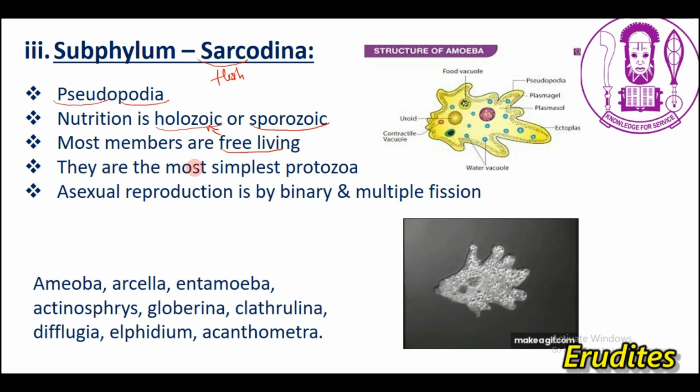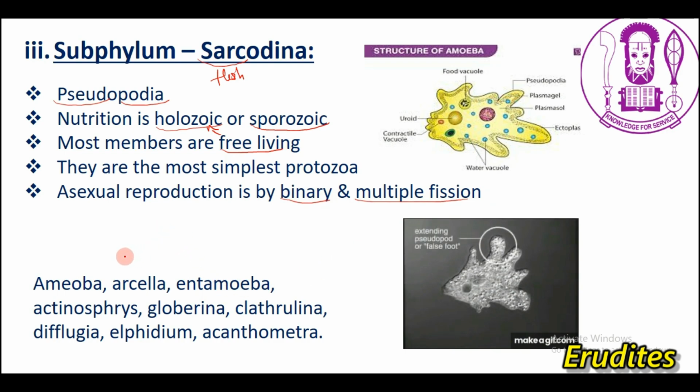They are the most simplest protozoa. So this is very important. The most simplest protozoa are the Sarcodina. Then asexual reproduction in the Sarcodina is by binary or multiple fission.